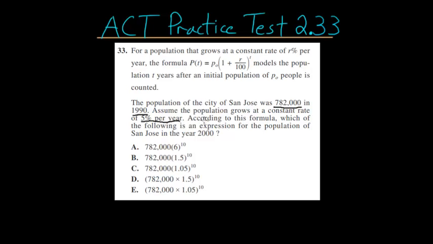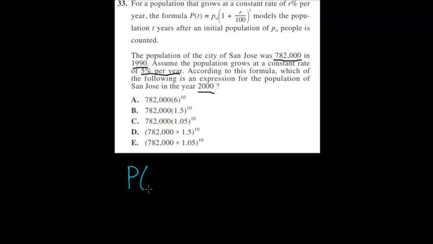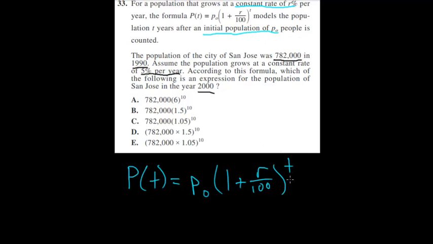According to this formula, which of the following is an expression for the population of San Jose in the year 2000? So let's first start by just rewriting this expression. The population after t years is equal to P0 times (1 + R/100) all raised to the t power. Now this P0 is our initial population, this R is our constant rate, and t is just the number of years after the initial year.